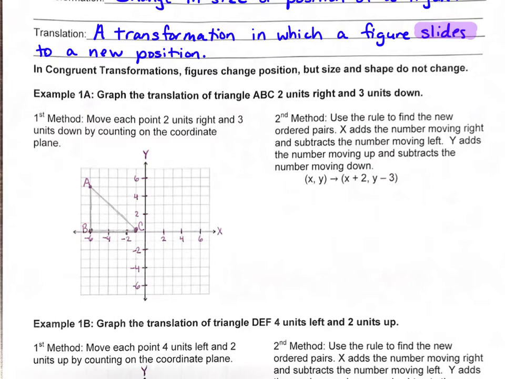Notice this note. Congruent transformations, which is what a translation is, also a reflection and a rotation, are also congruent transformations. The figures change position, but the size and shape do not change. Size only changes in dilations. Shape never changes in a transformation.